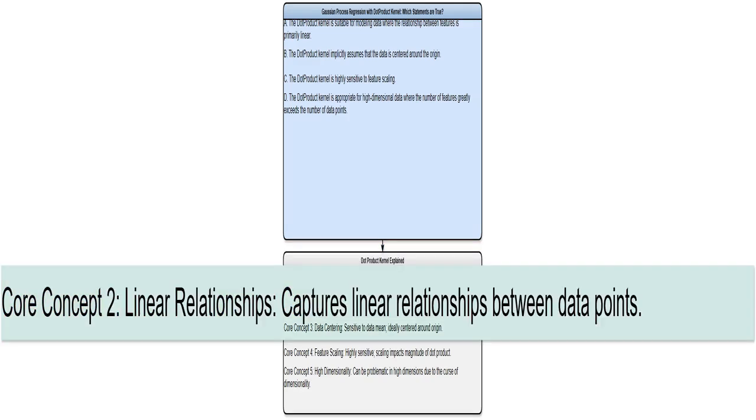The average of my data significantly affects my results. Ideally, my data should be centered around 0, meaning the average of each feature is 0. If the average isn't 0, my calculations can be way off.